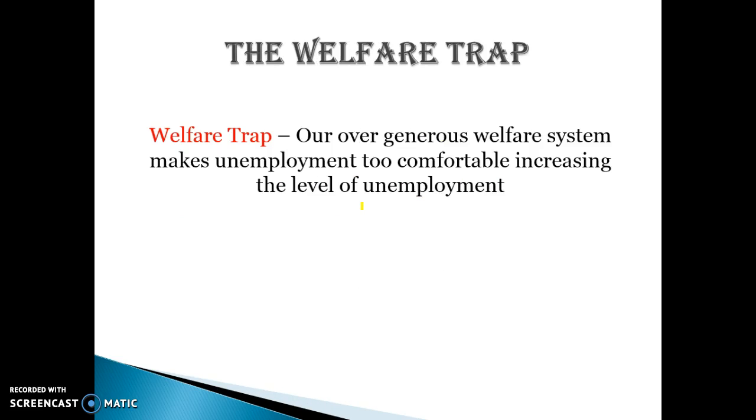Finally, just one key concept is this idea of the welfare trap. If our unemployment system is too generous and we give people too many benefits, that can lead to what we call the welfare trap, where people become comfortable on welfare, and therefore that can lead to increased unemployment. So we want to lower welfare benefits so that the unemployed don't feel comfortable and therefore are more likely to get a job.